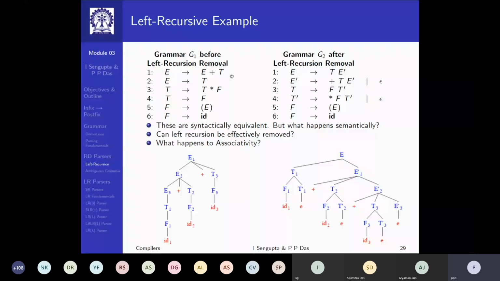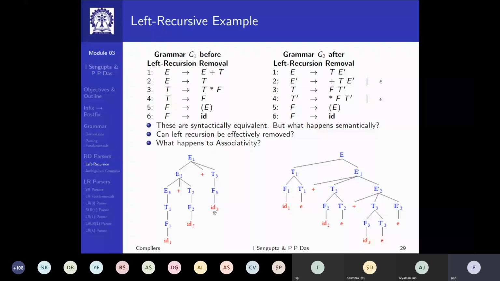So I do A produces beta A prime, that is E produces T E prime, and then A prime produces alpha, that is plus T E prime. So this now becomes a right recursion, or epsilon to make this process terminate. Okay, that's what it is. Now the same thing is done between T produces T star F and T produces F. The left recursion is removed. Rest of it is the same.